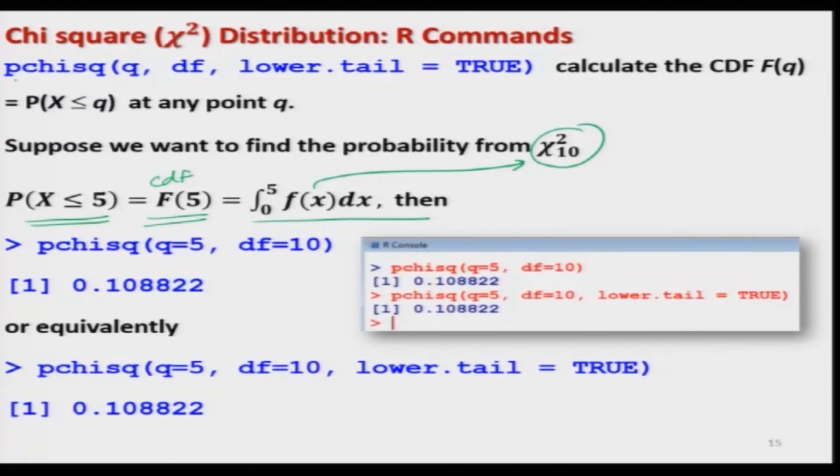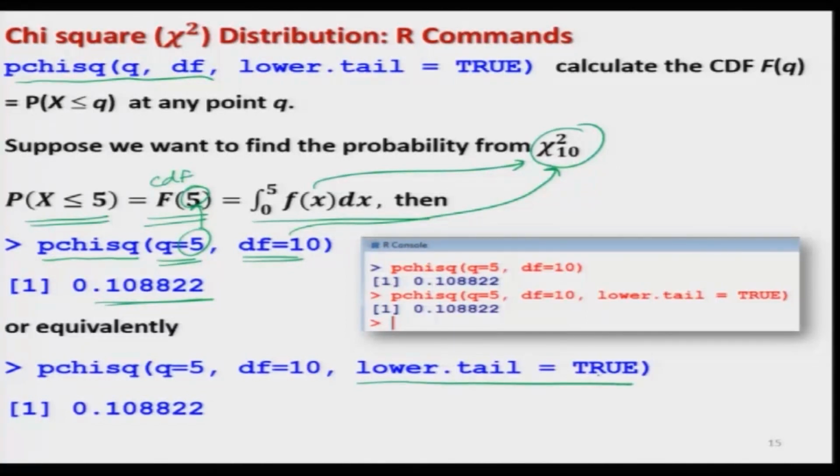So, for that we have a command here pchisq that we know. You have to simply give here pchisq, q equal to 5, so this 5 is coming from here, and then you have to give here the degrees of freedom equal to 10, which is coming from the specification of the chi square distribution, and R will give you this value 0.108822. And if you want to use the option lower.tail equal to TRUE, that is the default option, it will give you the same value 0.108822, right.